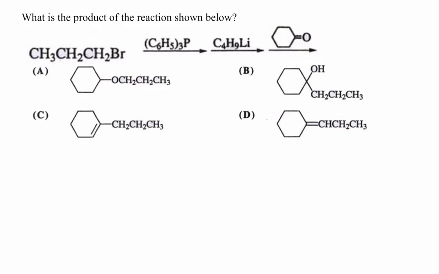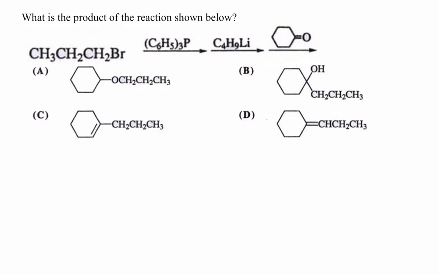What's the product of the reaction that is shown below? We have an alkyl halide reacting in a series of reactions. First, it is reacted with triphenylphosphine, and the product obtained is reacted with n-butyllithium, and then finally the product here is reacted with a carbonyl compound. Now let's go find the products at each step.